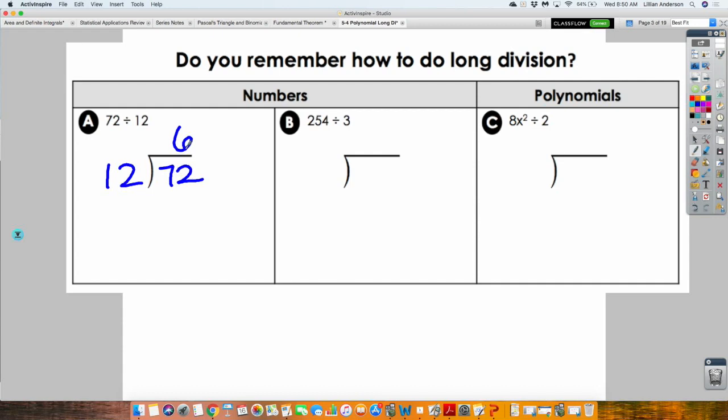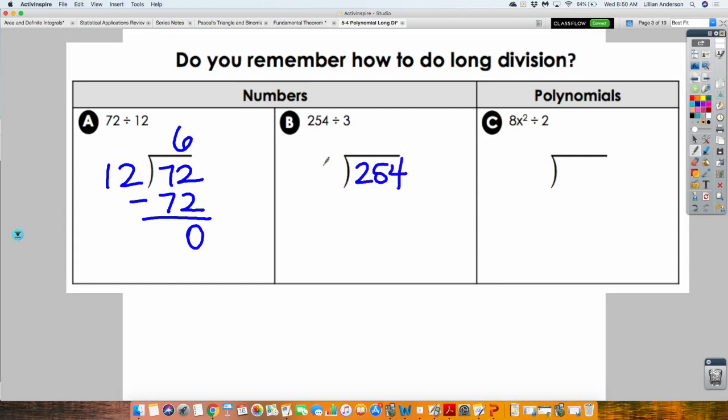And then what would you do? How would I get 72 down here? I have to multiply 12 and 6 together, right? So then you get 72, and then you always subtract it. And then you would have a 0. Okay?